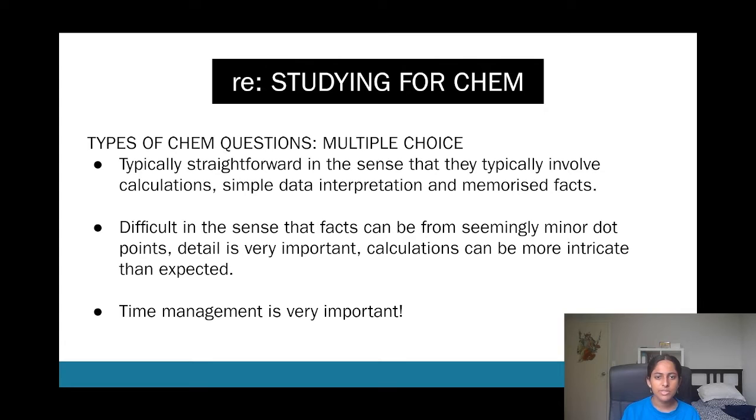In terms of MCQ, it's typically straightforward. It wouldn't test your knowledge too much, so it's probably going to be something like a memorized fact or simple data interpretation. But that being said, some of the hardest questions in HSC have been MCQ, so you have to be very careful with the detail in it, and calculations can sometimes be harder than expected, and time management is also really important.